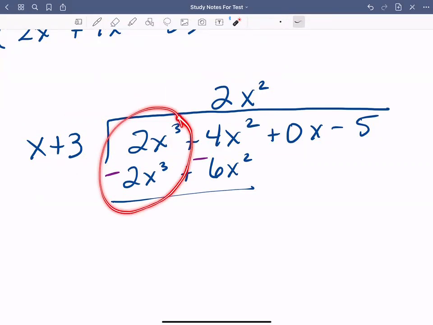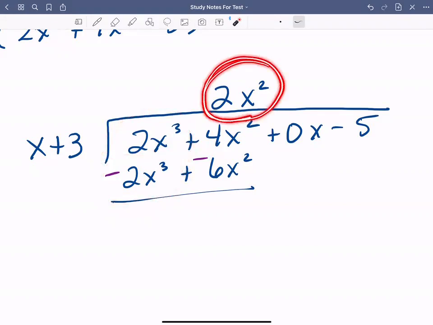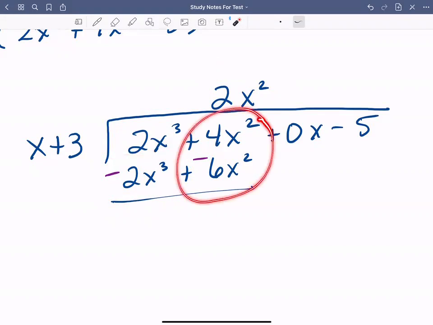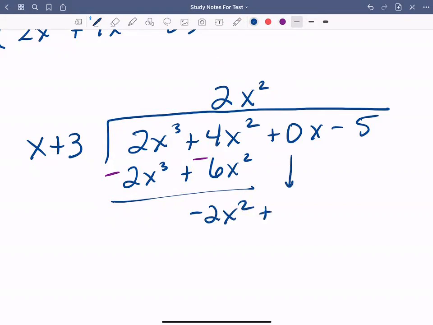If it doesn't become 0, then you remember what that means is that you either multiplied incorrectly, which means that this is incorrect, or you picked the wrong term to multiply by. So you have to go back to the drawing board. But here, we're good to go. We're going to keep moving. So next we say 4x squared minus 6x squared gives us a negative 2x squared. Bring the next term down. It's okay that it's plus 0x. Remember, that just means 0.